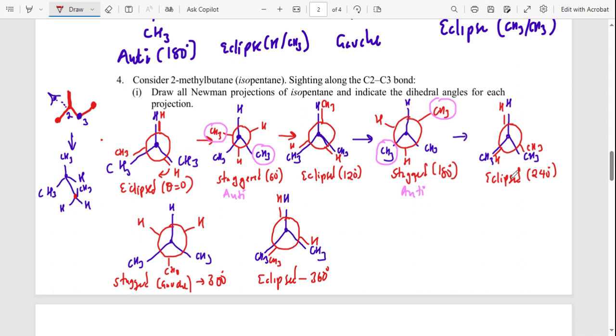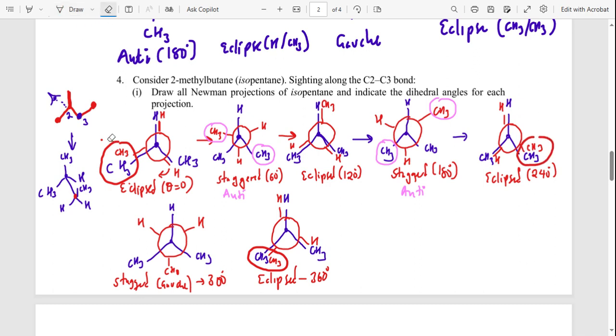The fifth one is also eclipsed. So here, the first structure, you can see an eclipse between CH3 and CH3, and then the others are just hydrogens. Even the last one, CH3 and CH3, okay, the others are hydrogens.